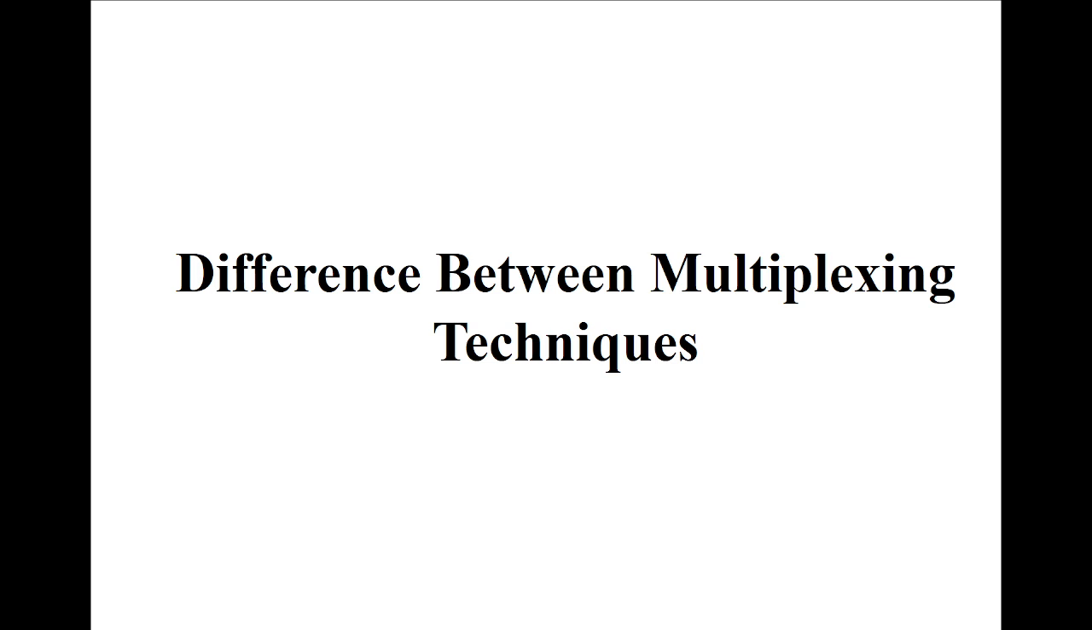In today's lecture, we will deeply understand the difference between multiplexing techniques used in communication systems. We will compare three important techniques: frequency division multiplexing (FDM), time division multiplexing (TDM), and code division multiplexing (CDM). These techniques form the foundation of wireless and mobile communication systems.